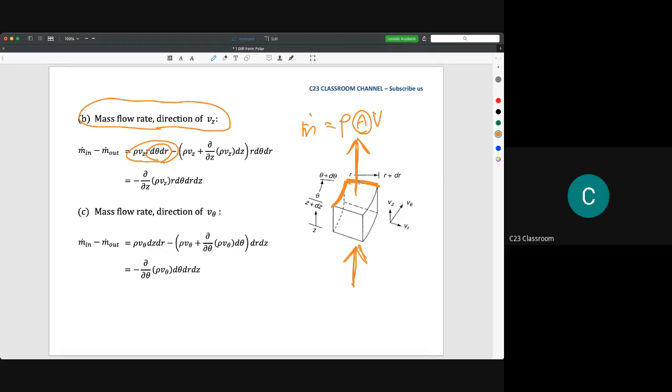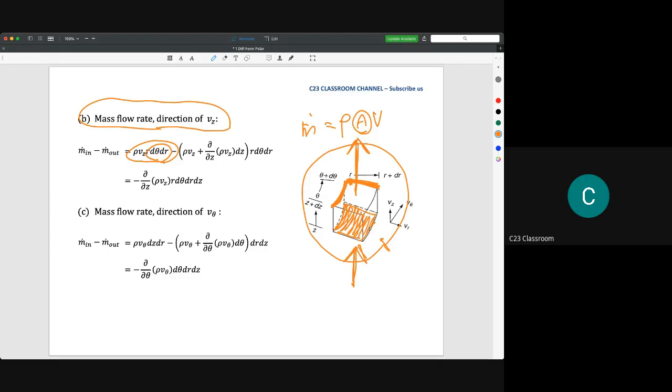It is true that this object is not a cube. But to simplify this calculation, we just assume that the curve of this line is not too obvious, because we are calculating a very small element. So we could assume that the area is still correct if we use the calculation of x times y, like a square area. So we just multiply r d theta, the distance here, with the dr here to get the cross-sectional area at the inlet.